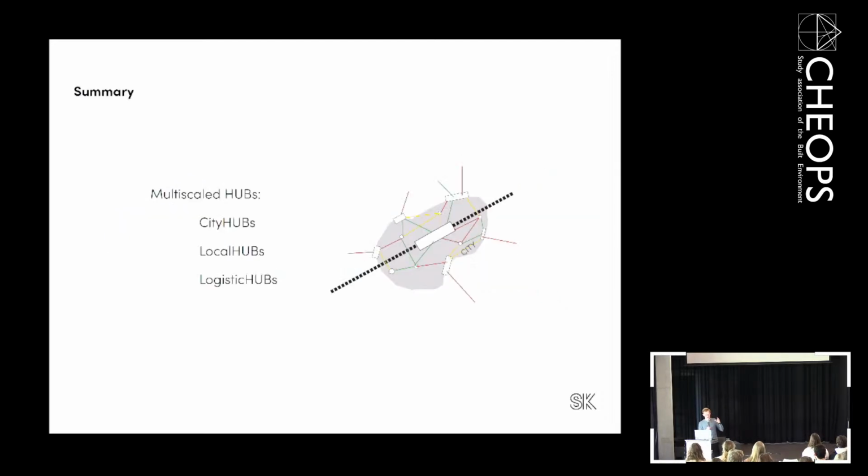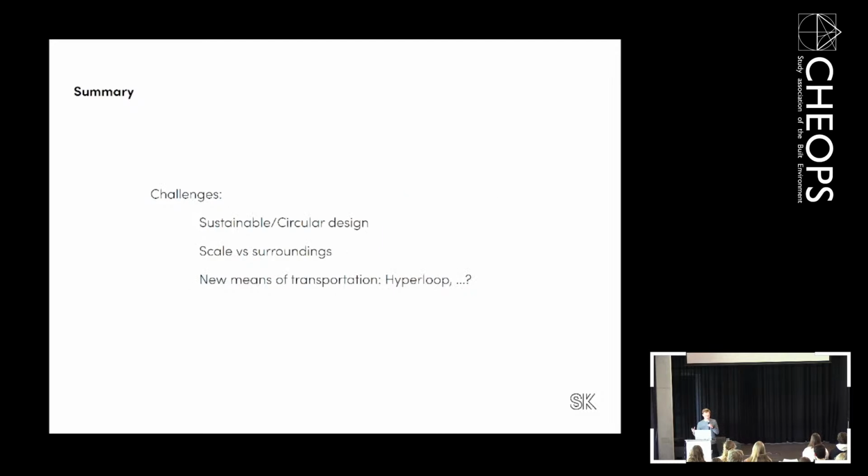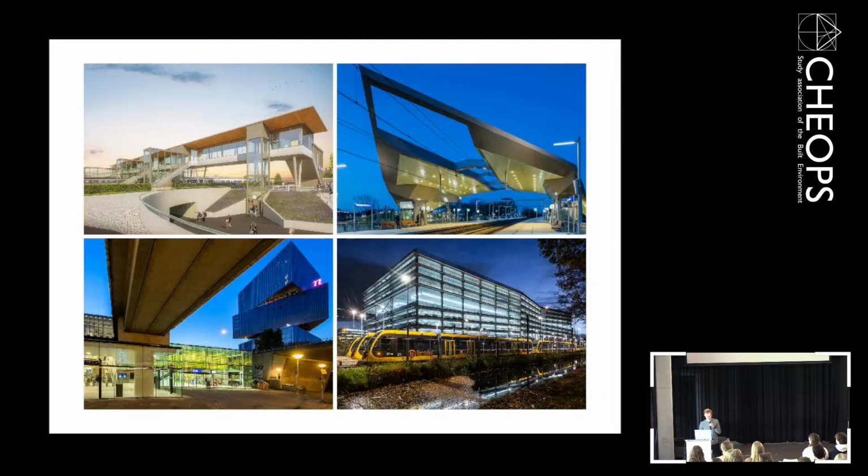But looking at these multi-scaled hubs, this network around the city, we see the larger ones and the smaller ones, but we also really have to think about the challenges that they still have. So really looking at sustainable circular design, the scale of impact on the surroundings itself, and also looking at the flexibility for the future and possible new modes of transportation that will be introduced.